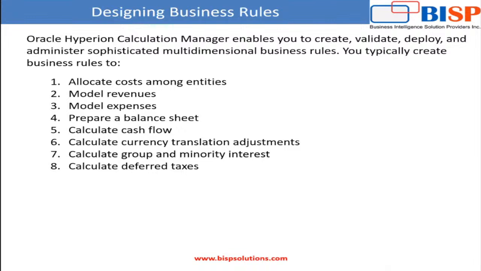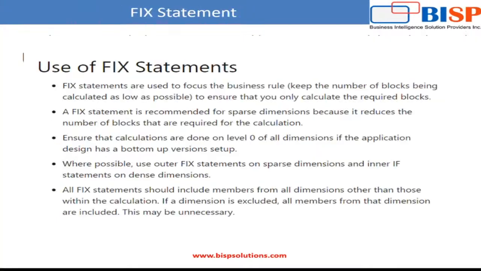Next, designing of business rules. Oracle Hyperion Calculation Manager enables you to create, validate, deploy, and administer a sophisticated multidimensional business rule. You typically create business rules to allocate costs among entities, model revenues, model expenses, prepare a balance sheet, calculate a cash flow, calculate currency translation adjustments, calculate group and minority interest, calculate deferred taxes, and many more. Here we will learn about all the business rules one by one.